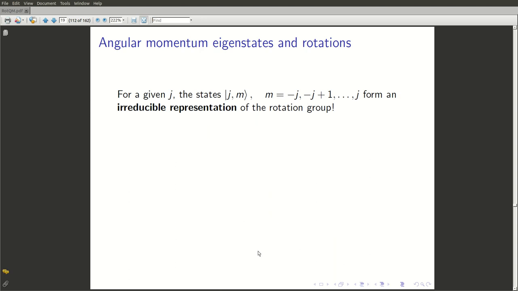So, to sum up, for a given j, the states |j,m> where m runs from minus j all the way up to plus j form what is called an irreducible representation of the rotation group. Now that's quite a mouthful. So let me break down what this means.